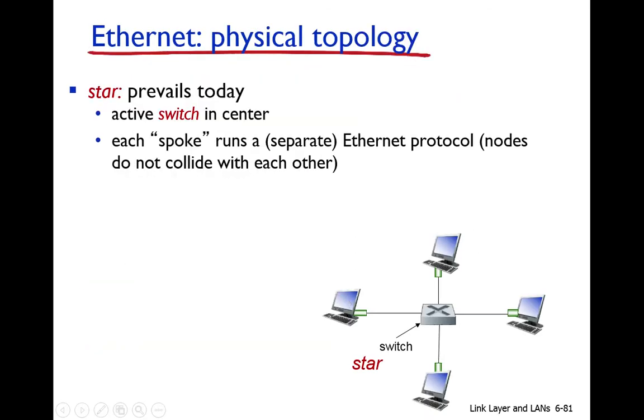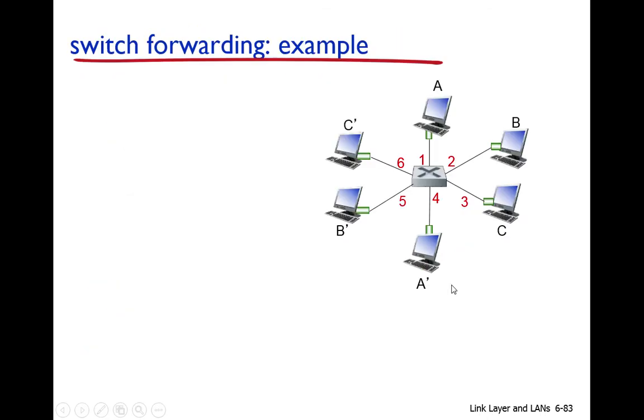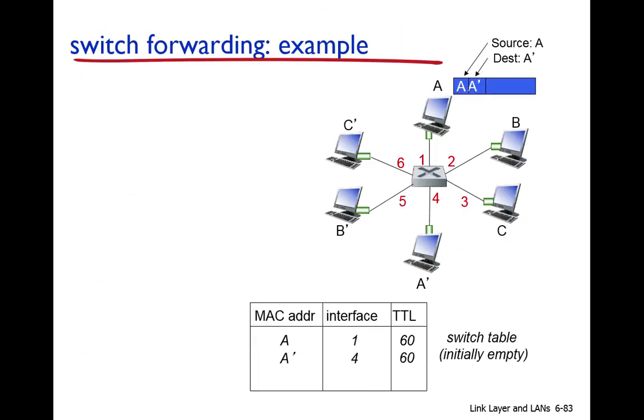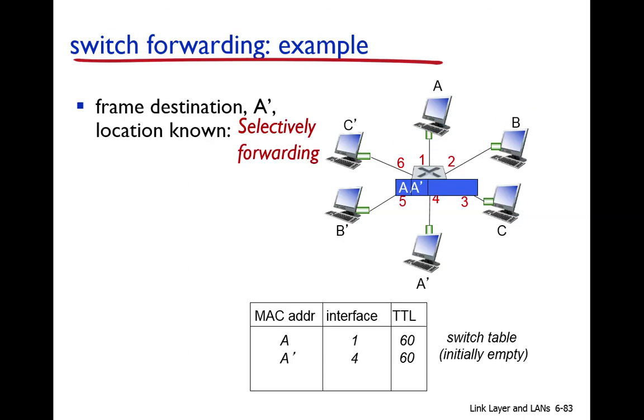Okay, so we have discussed that the Ethernet star topology uses a switch, and it reduces the collision domain and makes troubleshooting easier. Now we are going to discuss how this forwarding table is built up.